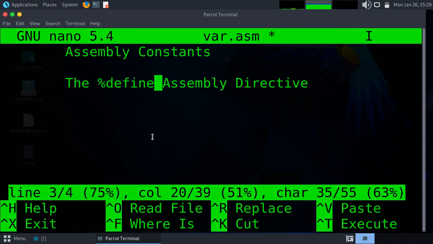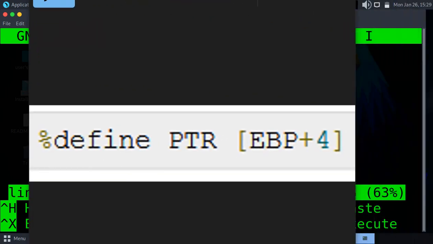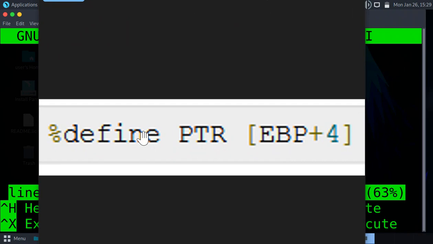For example, you may define the constant ptr like this. Here we have our directive, percentage define. Don't forget the percentage at the start. So define and then ptr, and then we can store it there on the stack like that.